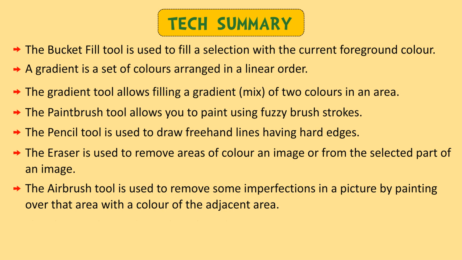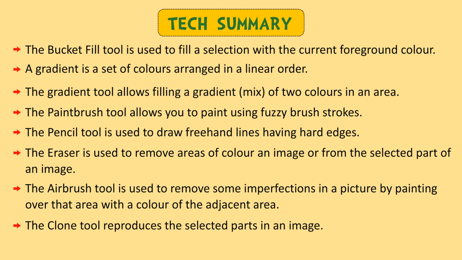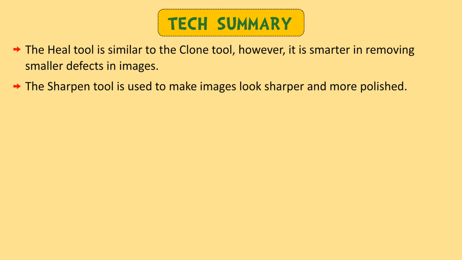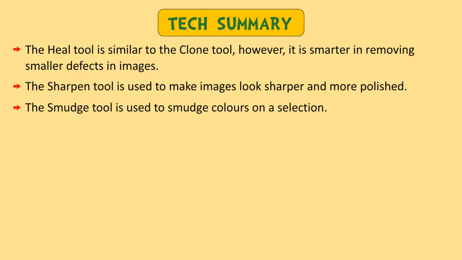The Clone tool reproduces the selected parts in an image. The Heal tool is similar to the Clone tool. However, it is smarter in removing smaller defects in images. The Sharpen tool is used to make images look sharper and more polished. The Smudge tool is used to smudge colors on a selection.